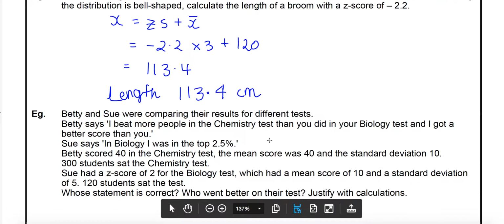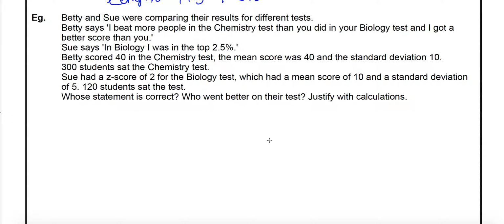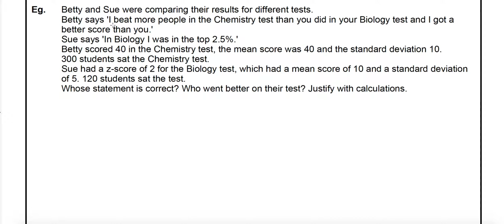This last question here on this page is an example of comparing different scores, and this is given a range of different information. This is going to bring together some of the percentages from earlier, the 68, 95, 99.7 rule. So we've got two students and they're comparing their results and they're making particular statements to each other, and we're going to investigate whether they're correct. Betty says that she beat more people in chemistry than her friend Sue, and that she got a better score. Sue says, however, that she was in the top 2.5%.